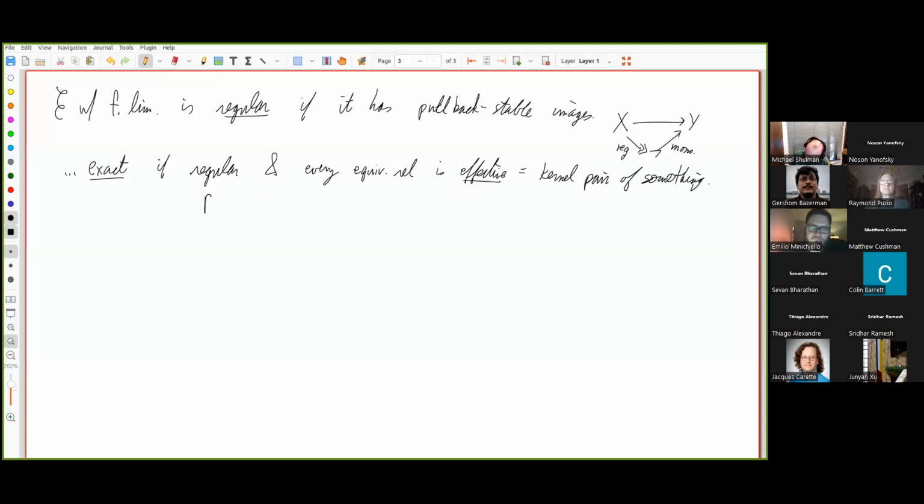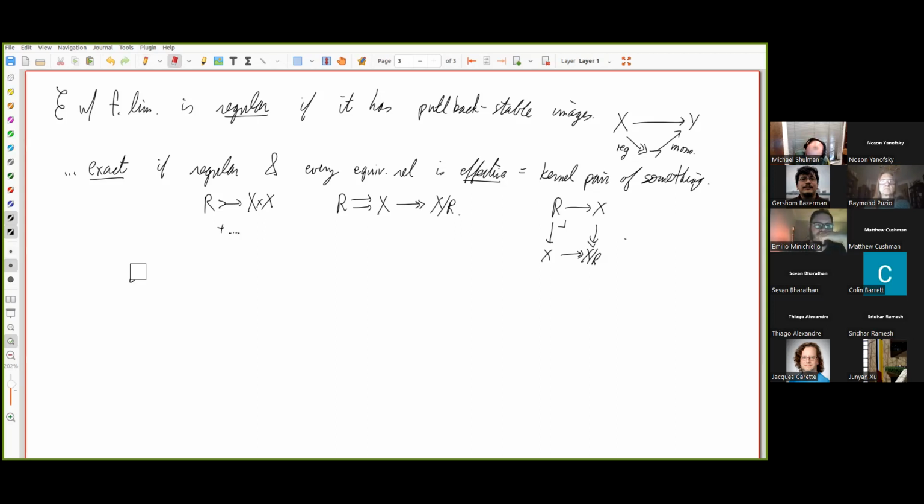So if I have an internal equivalence relation, this is a subobject of X cross X with some transitivity and other properties, then I can consider the coequalizer of this equivalence relation, and effective means that I get R again if I pull it back over these. If I pull this quotient map back along itself, then I get the original relation. So in sets, this means that two points become equal in the quotient of an equivalence relation precisely when they were already related by the equivalence relation.